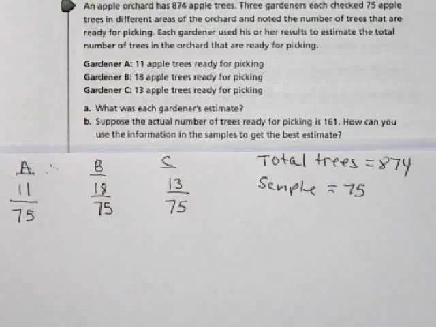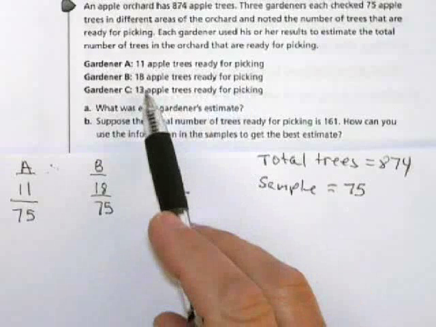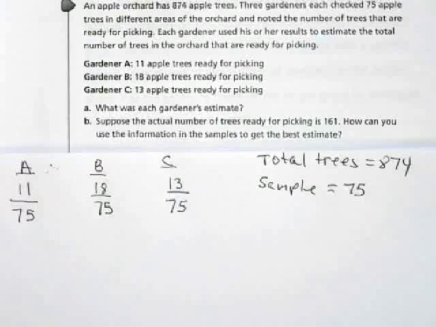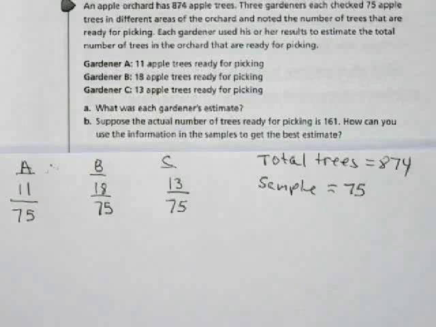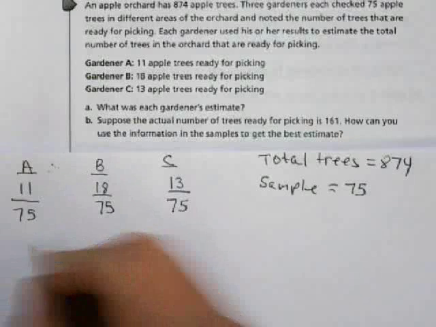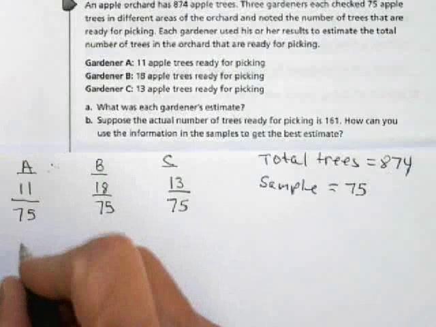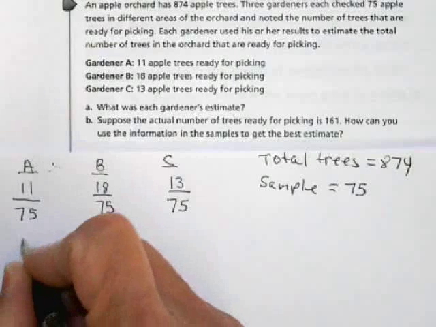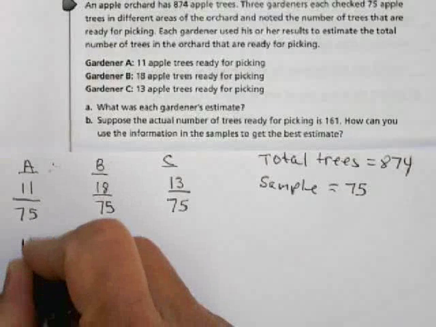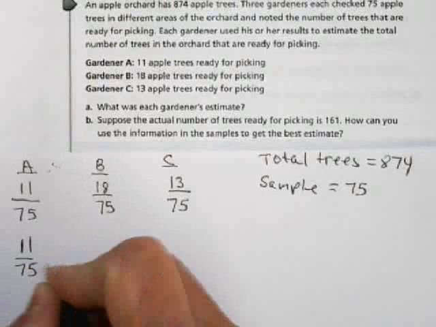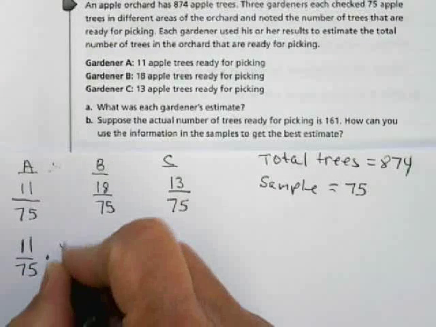Looking at the information, Gardener A said that there were 11 trees ready. Gardener B said there were 18, and Gardener C said there were 13 trees ready for picking. So the question becomes, how many trees are ready for picking based on these samples? Once again, we are going to take the total number of trees, which is 874, and multiply that by the results of the sample. So for the first one, we're multiplying 11/75 by 874.